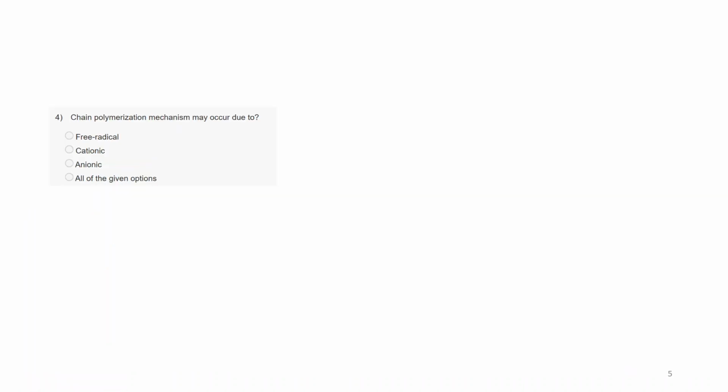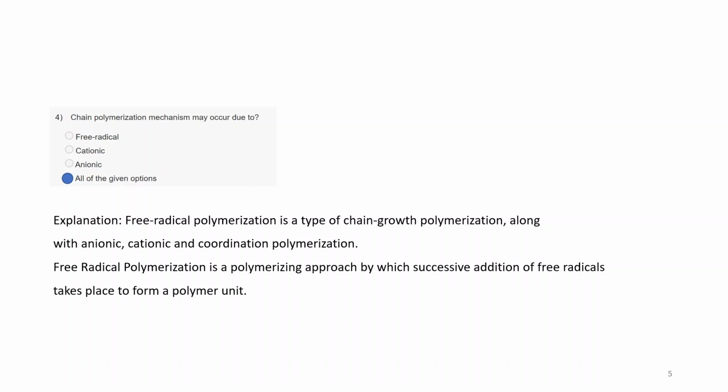Next question is, chain polymerization mechanism may occur due to. Your options are free radical, cationic, anionic, or all of the given options. So the correct answer will be all of the given options. Free radical polymerization is a type of chain growth polymerization along with anionic, cationic, and coordination polymerization. Free radical polymerization is a polymerizing approach by which successive addition of free radicals takes place to form a polymer unit.